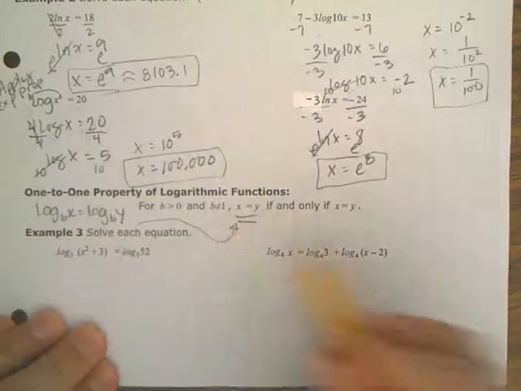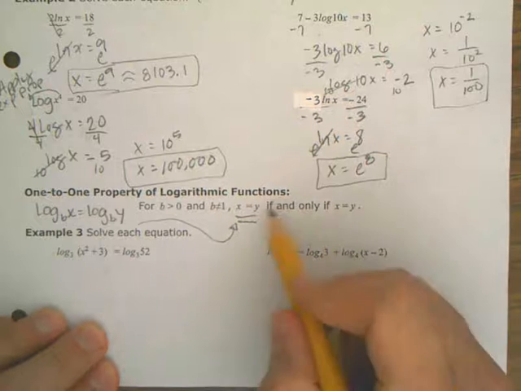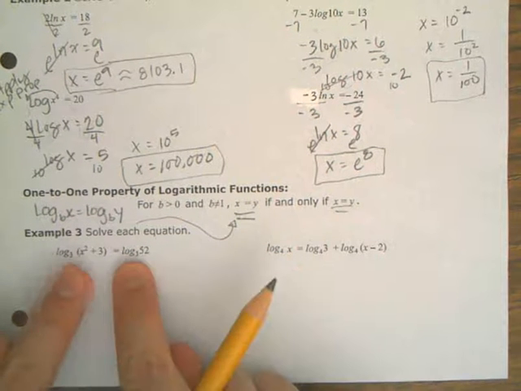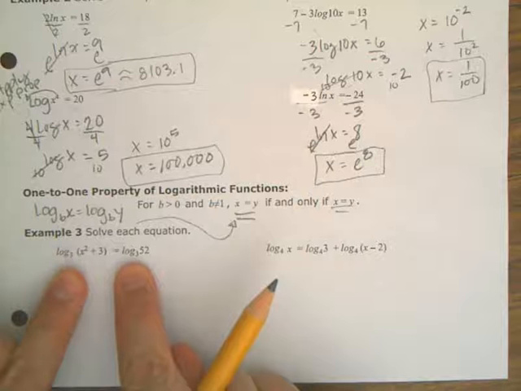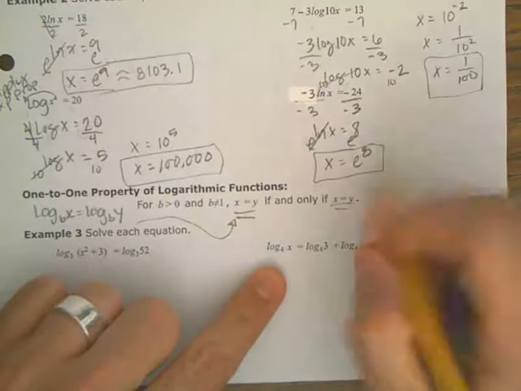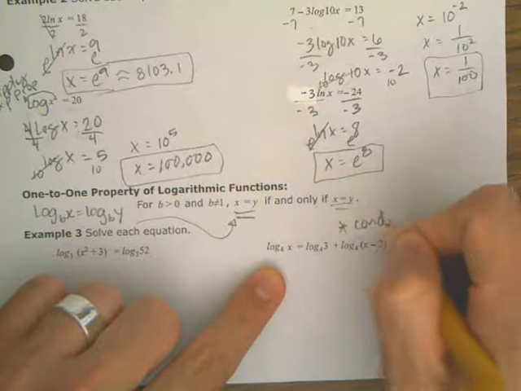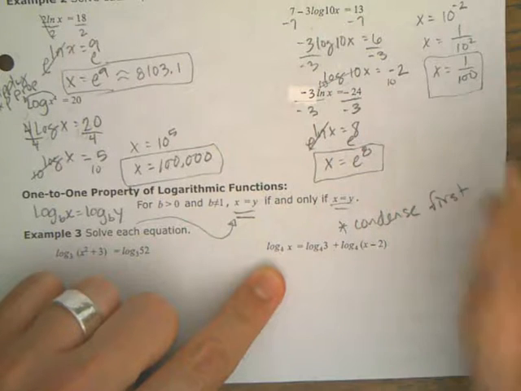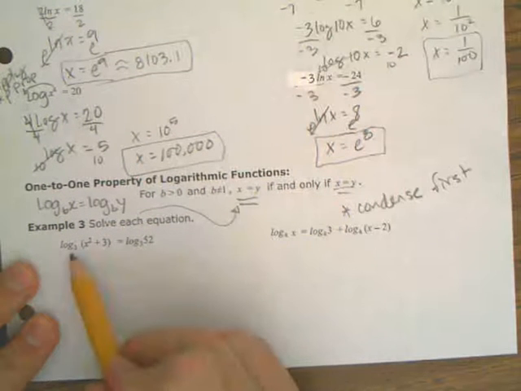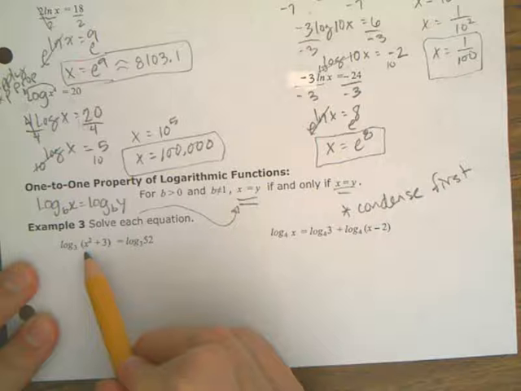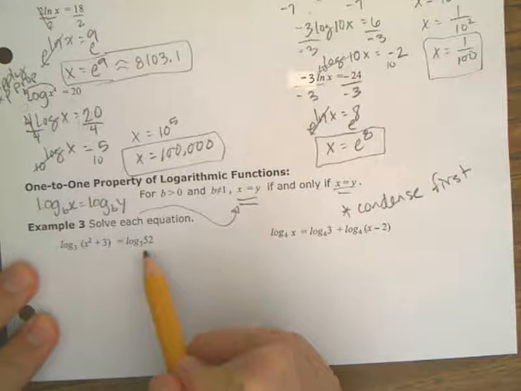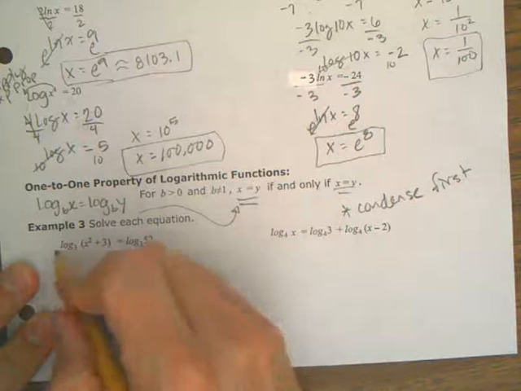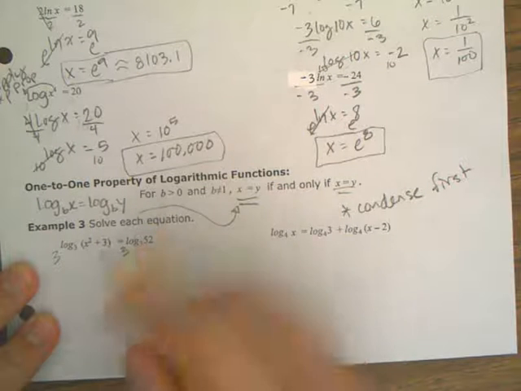The key here is when I don't have one log on each side, you need to condense first, which is why we learned condensing last class. So I'll do that in that one. But here, log base 3 of x squared plus 3 equals log base 3 of 52. We're good to go. The reason why we can do this is if I raise this to the third and that to the third, those pieces just go away. x squared plus 3 equals 52.